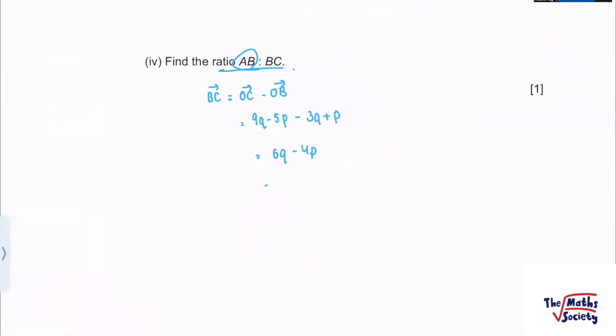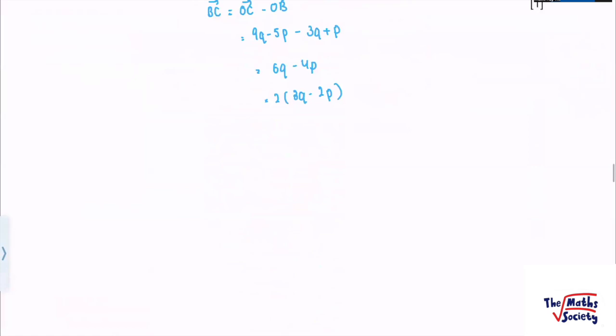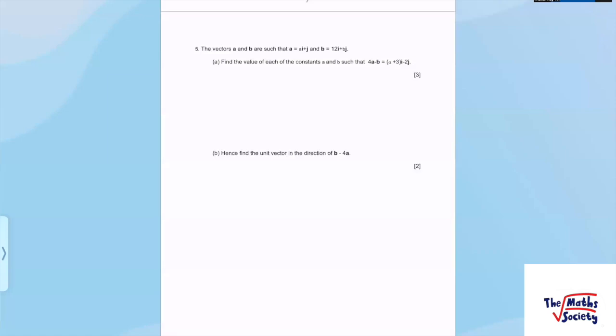And if you take out 2, you get 3Q minus 2P, right? And that 3Q minus 2P is equal to this. So we know the ratio is 1:2. So that's going to be AB to BC, and that's going to equal 1:2. You just write it here. Okay, so now we'll move on to number 5.